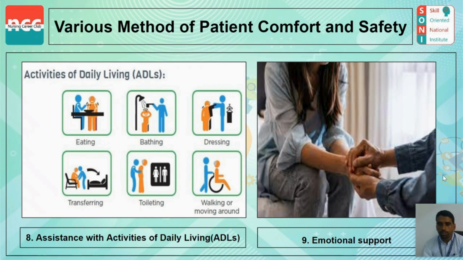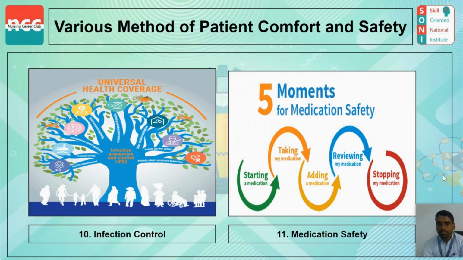Ninth one is emotional support. A person should support the patient emotionally, and an HHA should help the patient, and should say to him that you will recover very soon, and the medicines are very useful for you. You should take medicines from time to time on a daily basis. It is emotional support. Infection control.